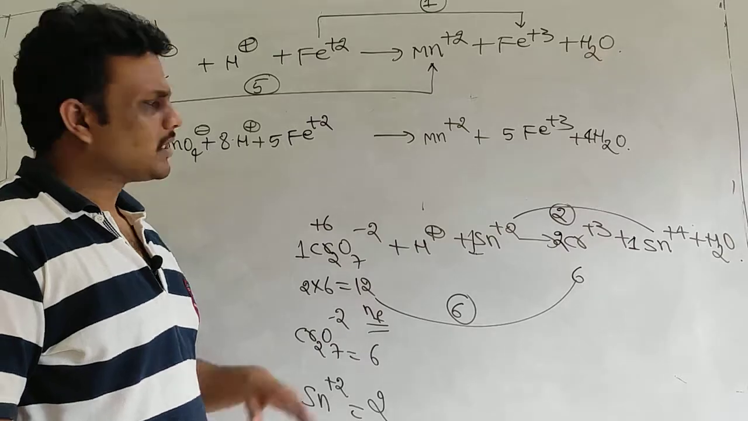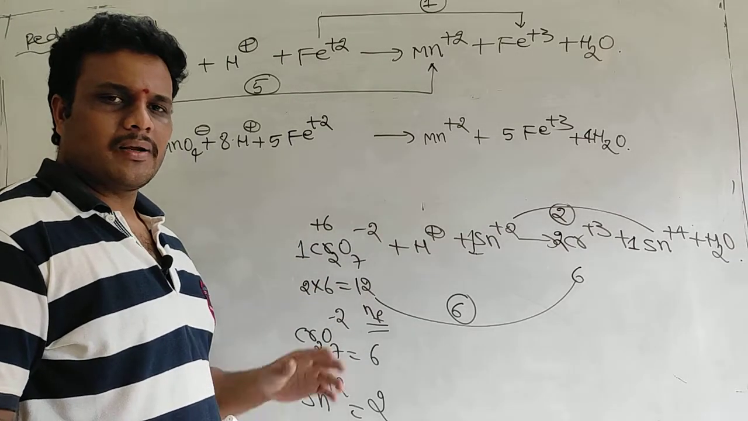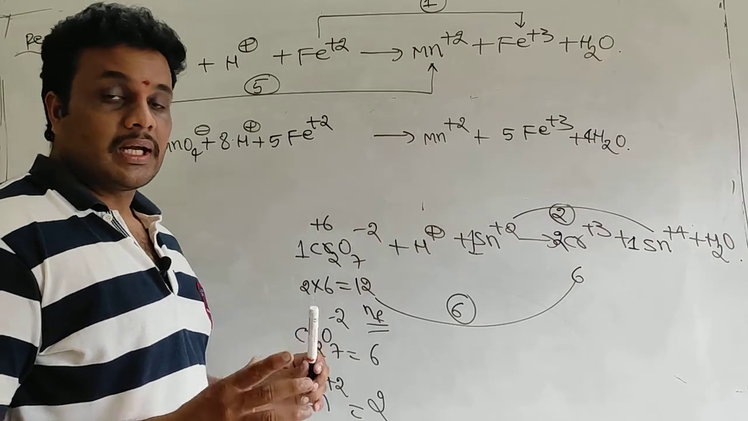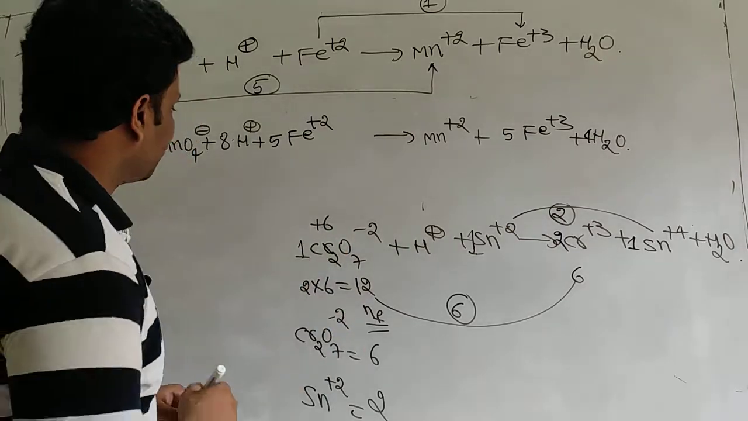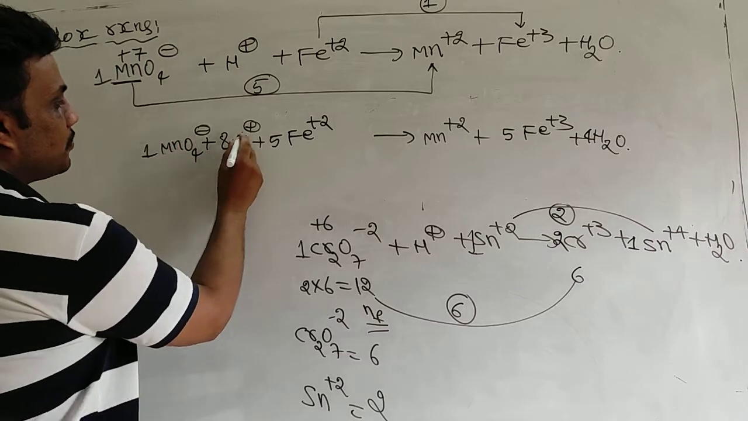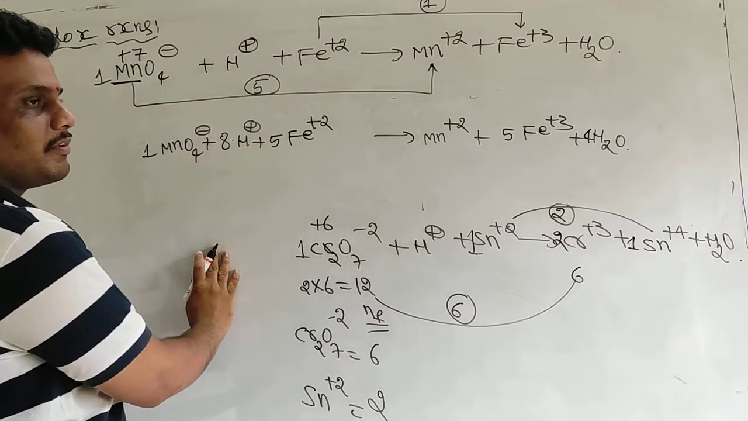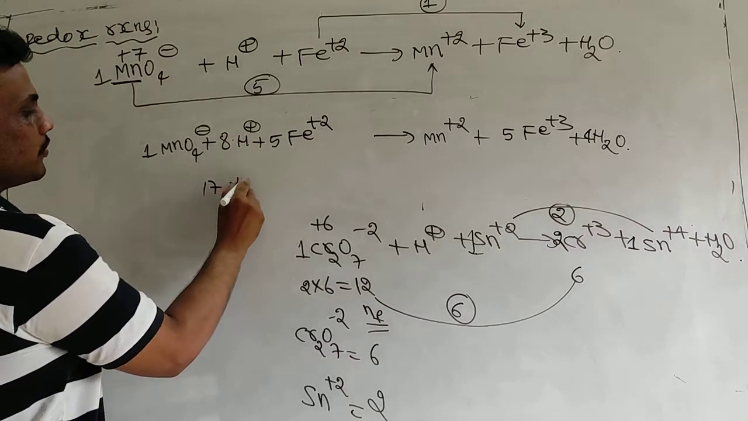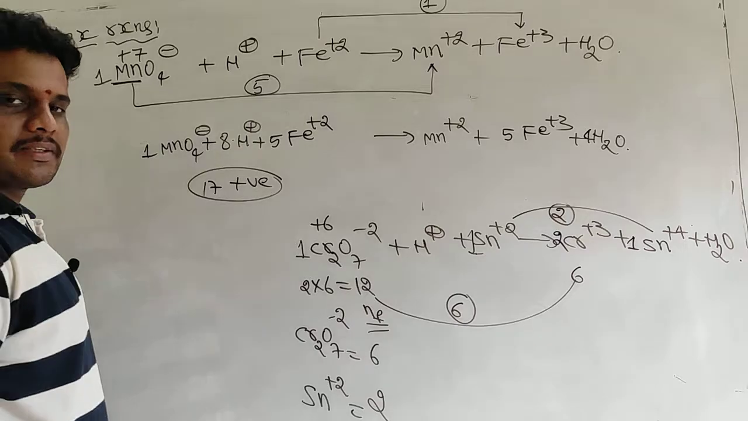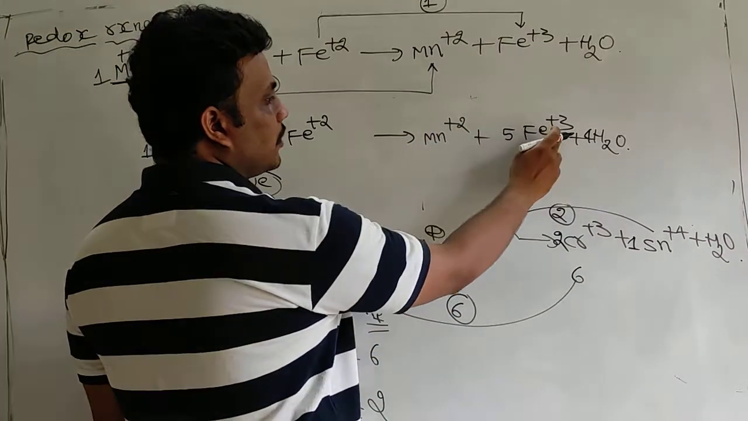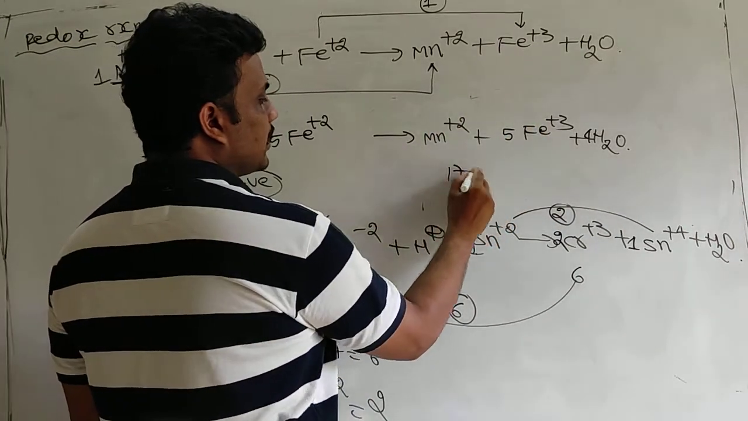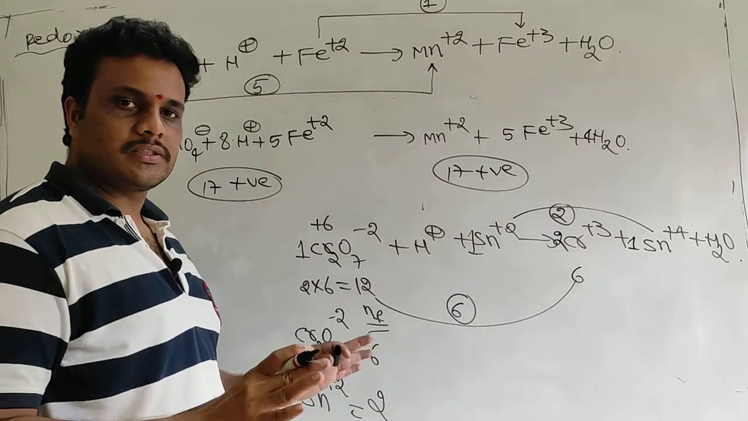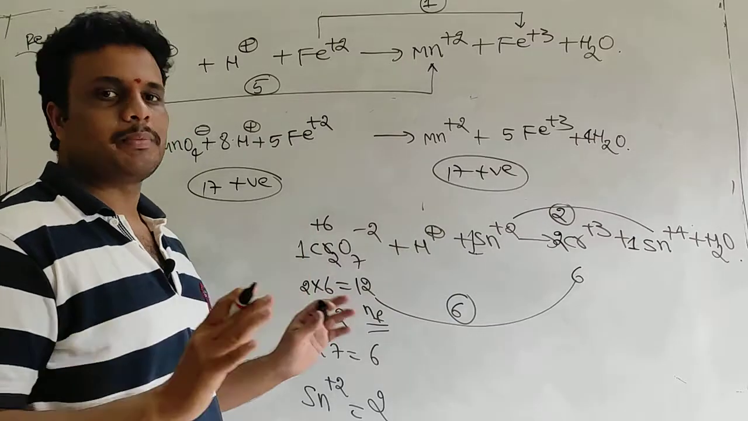It's very simple. On both sides, find the charge and calculate the number of units of charge. Charge must also be balanced. Left side: 1 into -1 plus 8 plus 5 into 2 gives 15, 15 plus 8 is 18, minus 1 is 17 positive units. Right side: 5 into +3 is 15, 15 plus 2 is 17 positive units. Charge is also balanced. Once charge is balanced, no doubt your equation is already balanced.